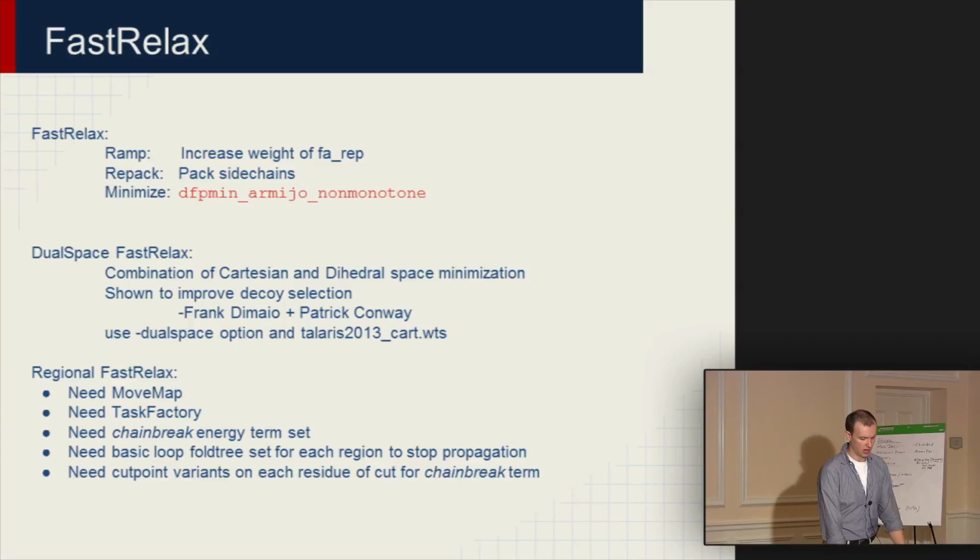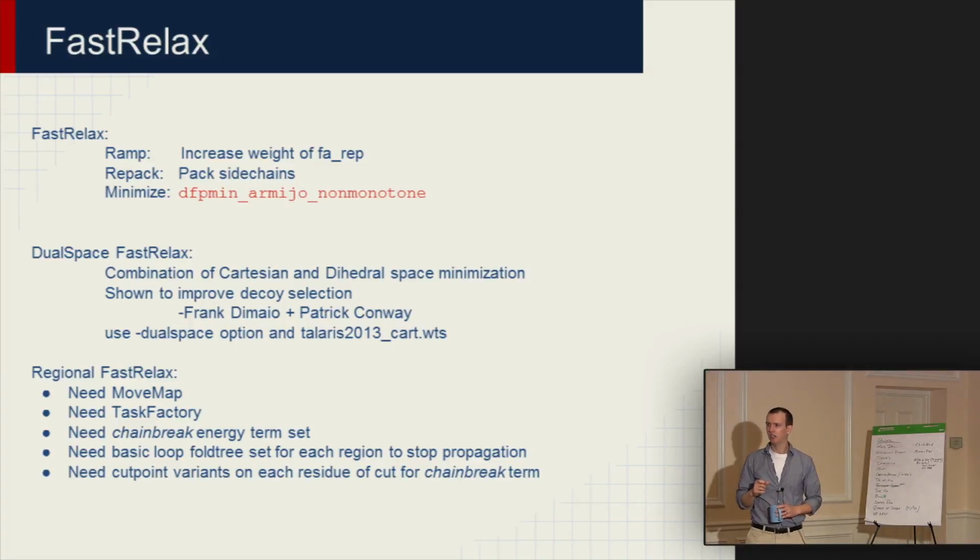Okay, so one thing that Jared wanted to point out is that the minimizer type that FastRelax uses, I don't think it's this one, DFP-min, Armeggia, non-monotone. There are actually several flavors of minimizers. I think the current one that's recommended is this LBFGS, Armeggia, non-monotone, and I think you were using that in lab 2. Sorry, I should have taken a closer look at that yesterday.